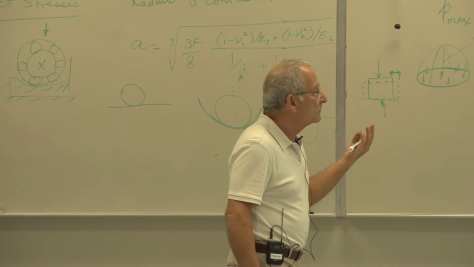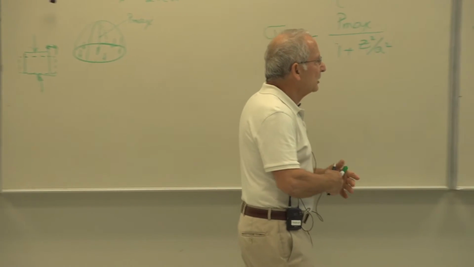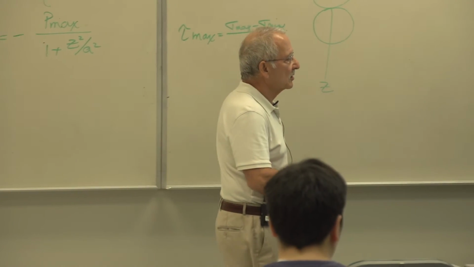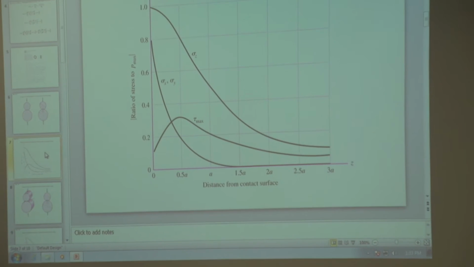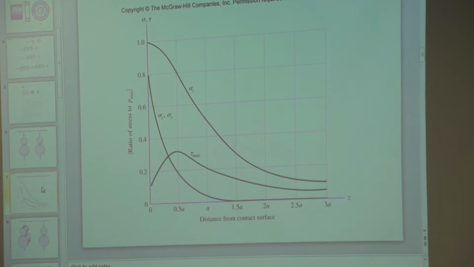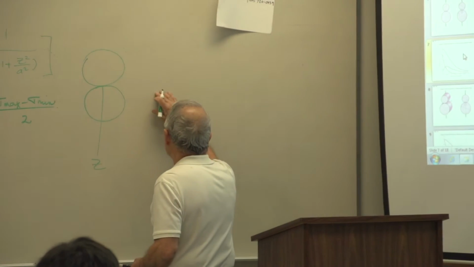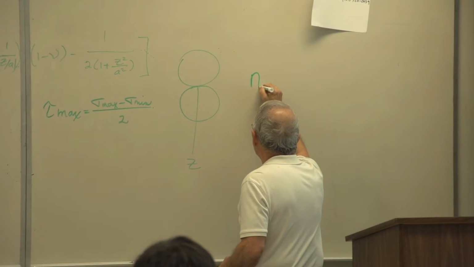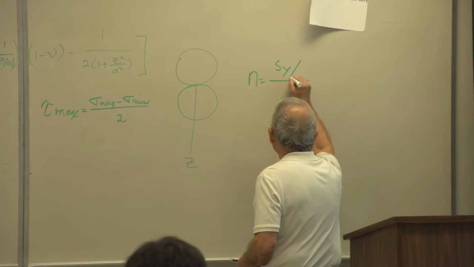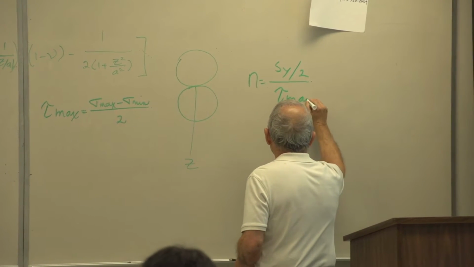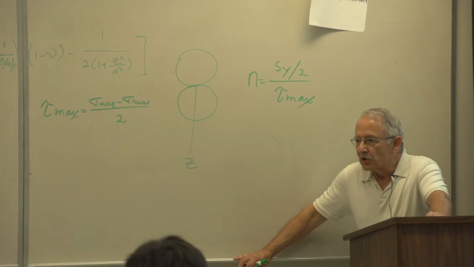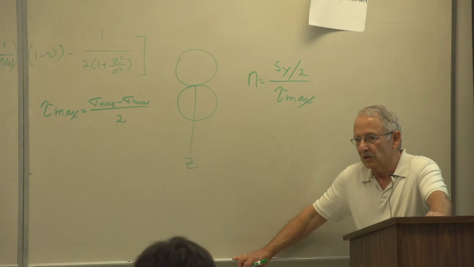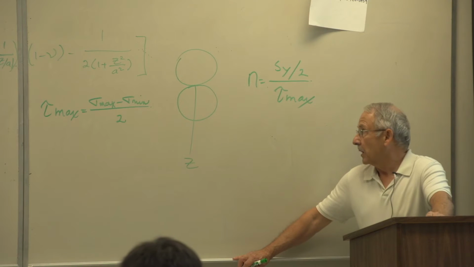If we are looking to see when yielding occurs or what factors of safety may exist against yielding, then we need to take a look at that and use the maximum shear stress theory and say that yielding will occur when this reaches shear stress at yield in a simple tension test, or the factor of safety is Sy over 2 divided by tau max. Sy over 2 is the maximum shear stress at yield in a tension test, which we have used often. And this is your tau max.